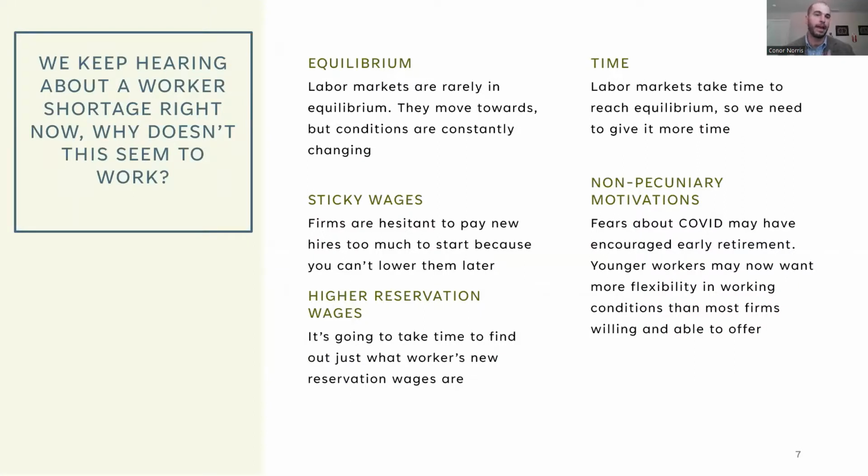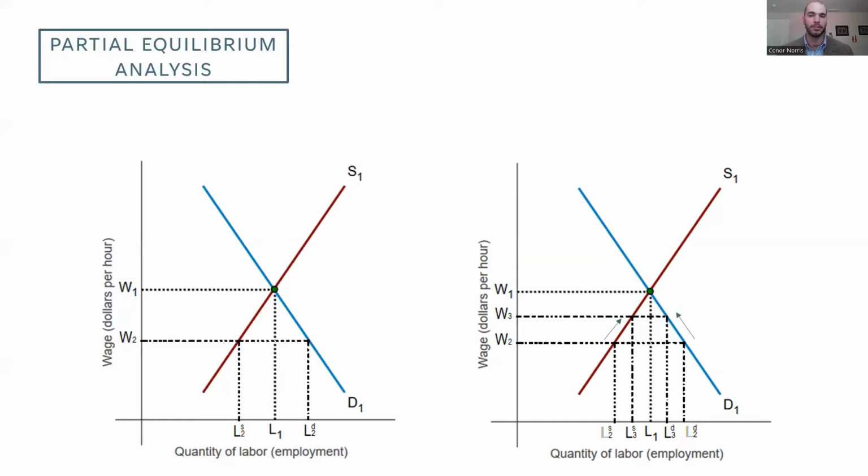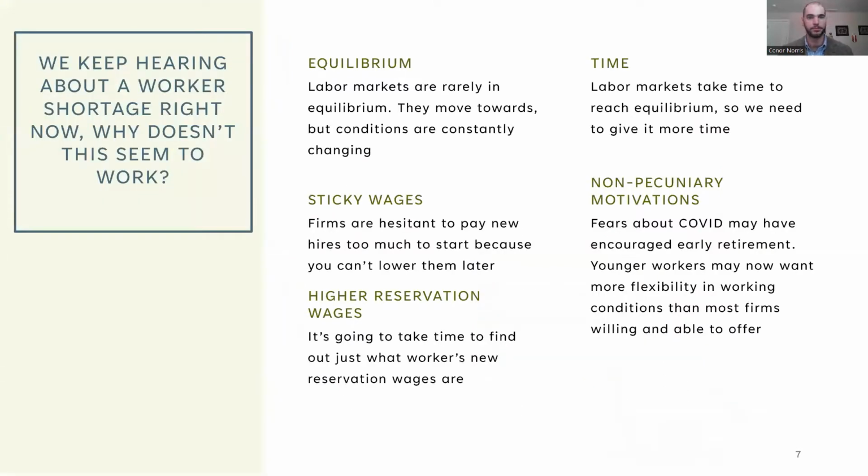So now I want to briefly end this lecture by talking about what's going on with the worker shortage, why we don't seem to see this movement towards equilibrium, why we see this worker shortage persisting currently. So remember, labor markets are rarely in equilibrium. The invisible hand pushes us towards equilibrium, but there are conditions that are constantly changing, and it can take a lot of time for the invisible hand to move us towards equilibrium, for the market process to actually do its job. So again, it may just be time that we need to worry about.